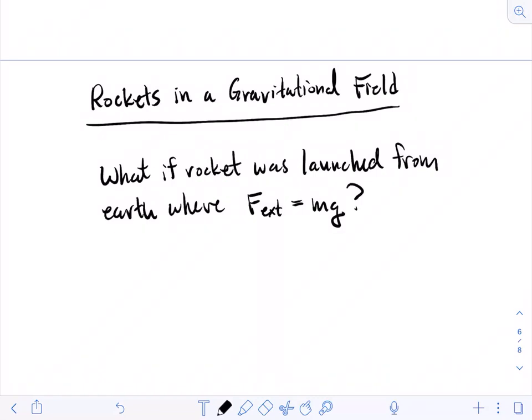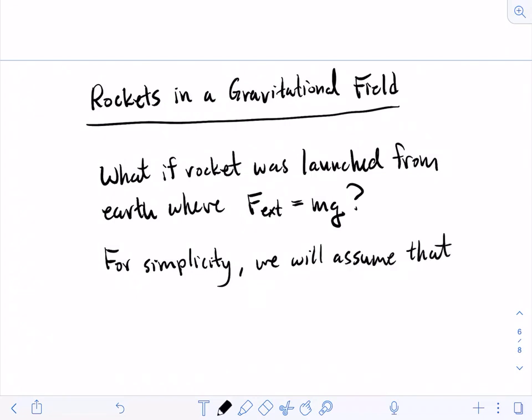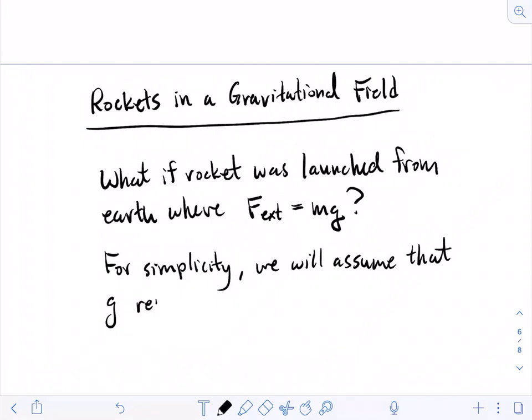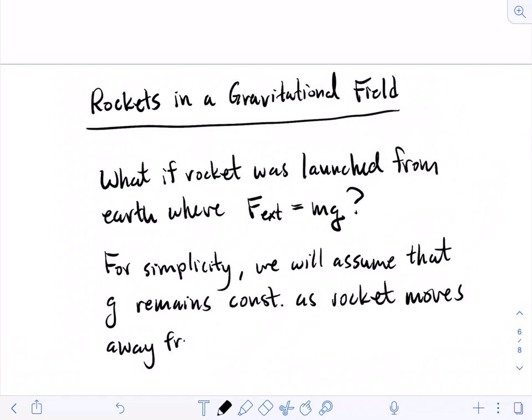What we'll do is, for simplicity, we're going to assume that this force doesn't change as the rocket gains altitude. For simplicity, we will assume that g remains approximately constant. Well, we're going to assume that it just remains constant as the rocket moves away from Earth. Of course, this isn't true.